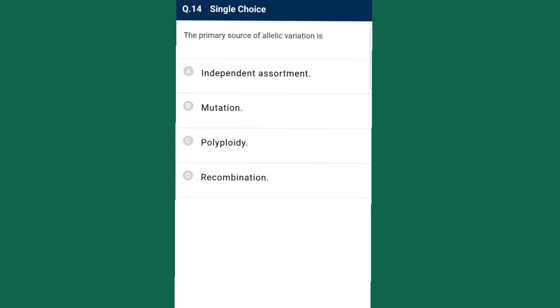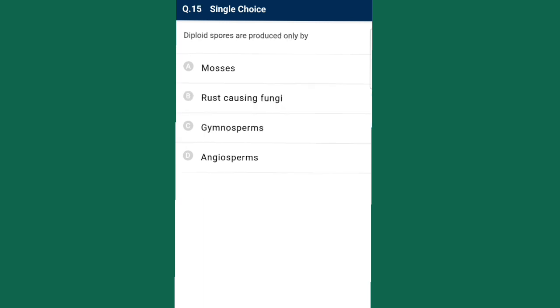See the question 14. The primary source of allelic variation is? The primary source of allelic variation is mutation, which leads to the appearance of alternative characters. So the answer is option B, mutation.